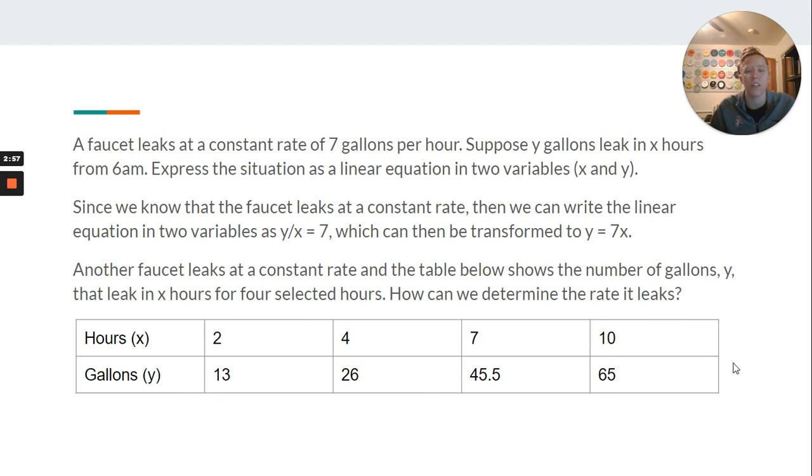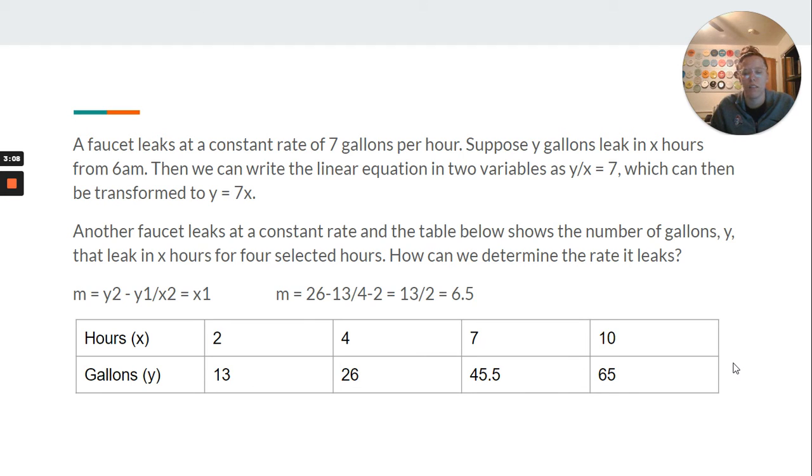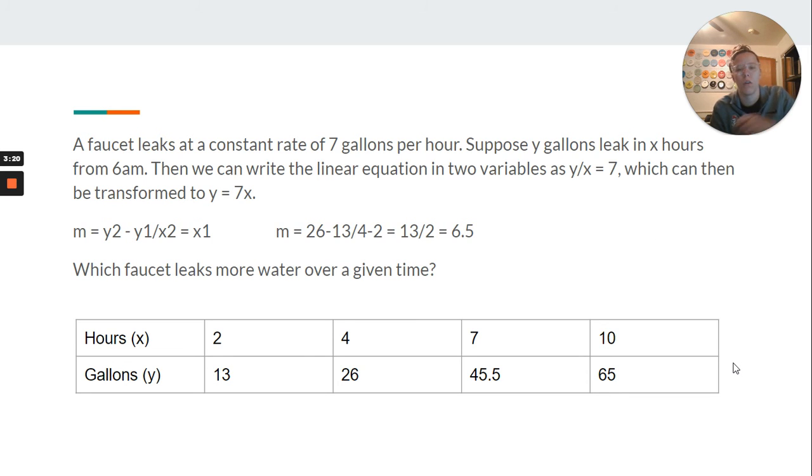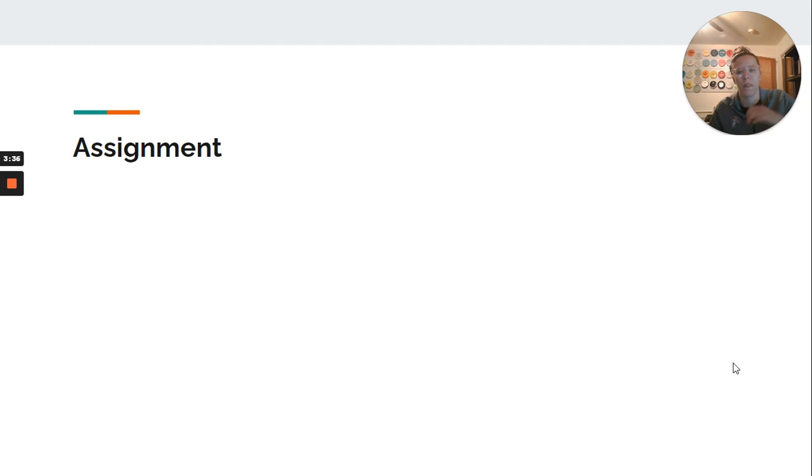All right, now suppose that there's a second leaky faucet and it leaks at a constant rate shown in the table below. So can we determine the rate? Well, we can plug in numbers, assuming these are ordered pairs. 26 minus 13 over 4 minus 2 equals 13 over 2, which equals 6.5. So which faucet leaks more water per hour, so to speak? It's the first one, 7, because it leaks at a rate of 7 gallons per hour instead of 6.5 gallons per hour.